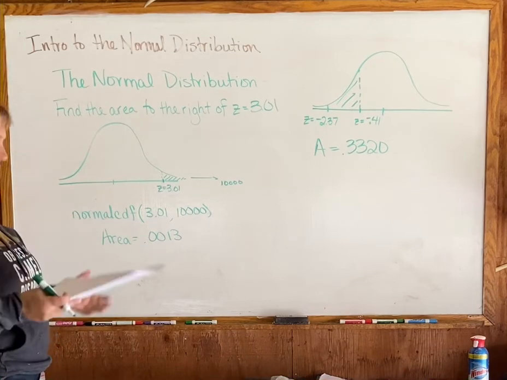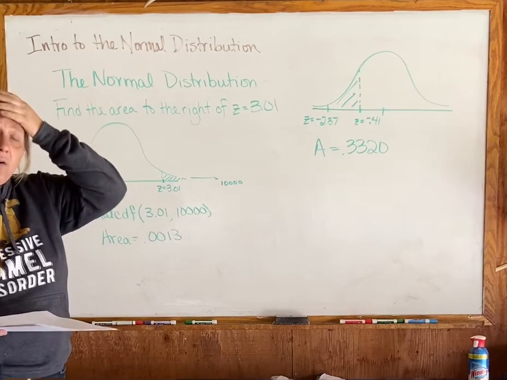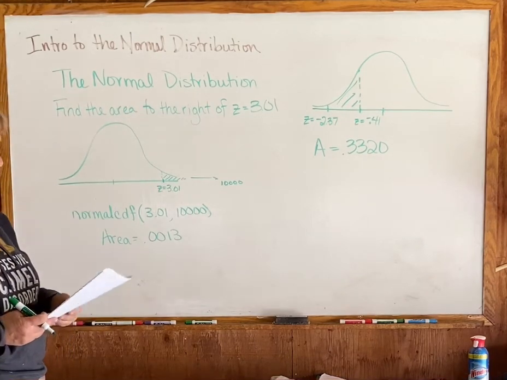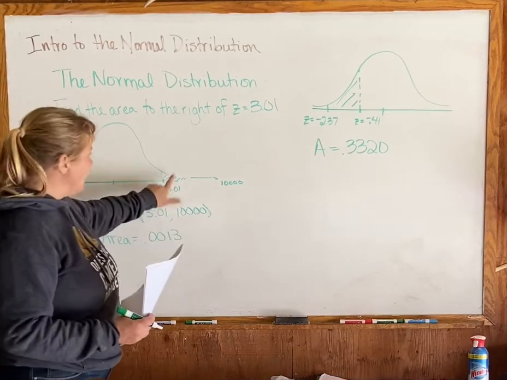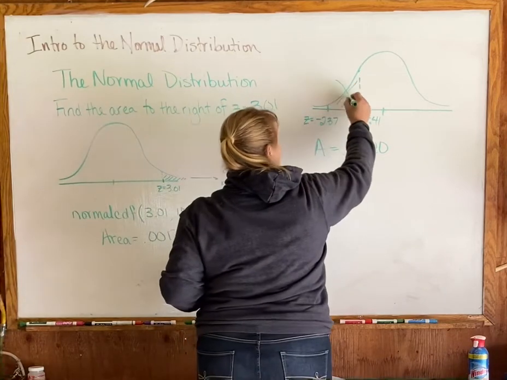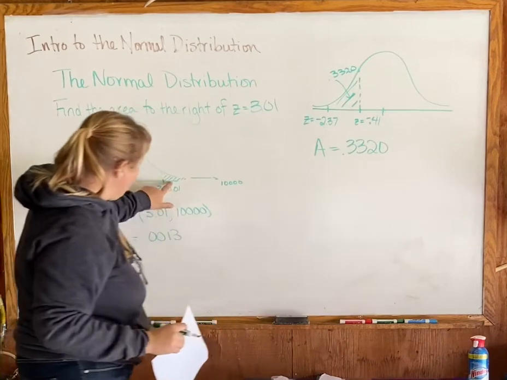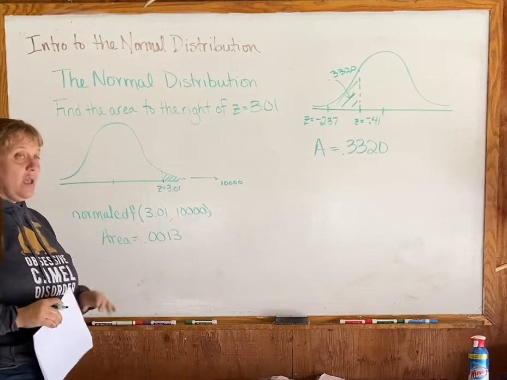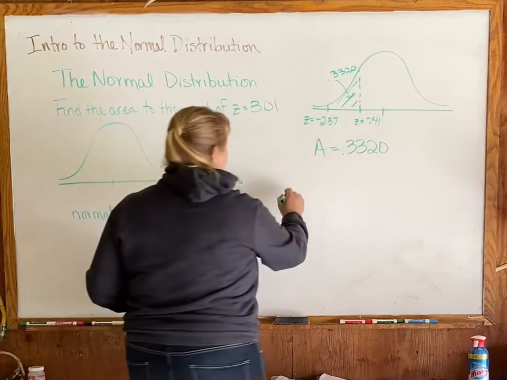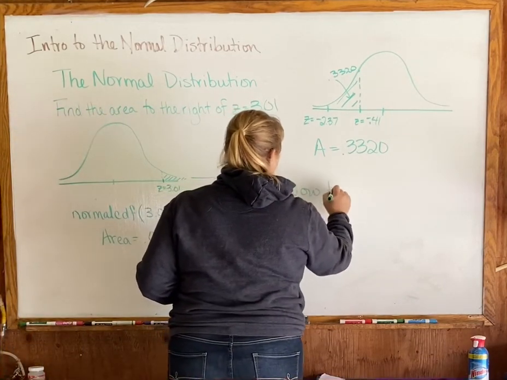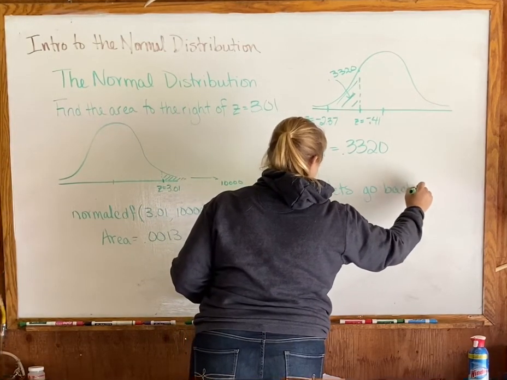All right, so we're learning to use that calculator, that function on the calculator, the normal distribution. Okay, we're not quite done, okay? So we've been able to find these areas. So this area right here is 0.3320, okay? This area right here is 0.0013. But do you think we can go backwards? Okay. So now, let's go backwards.